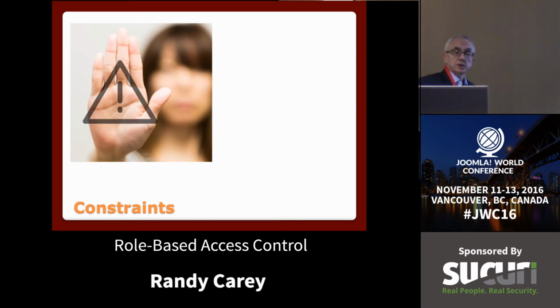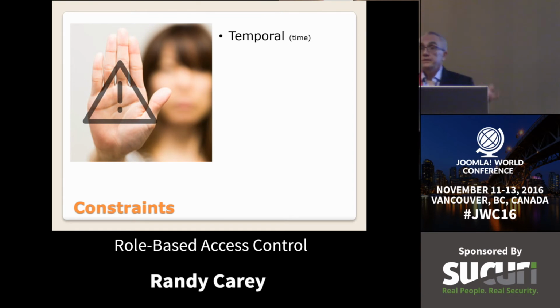But RBAC 2 introduces something called constraints. Now, what are constraints? I mean, that's really what you think it is. I have several different types of constraints. I'm just going to give you an example. First one would be temporal constraints, or basically time. This might mean you want to say a user in this group has these permissions, but only during 8 to 5. Or only on Monday through Friday. Perhaps there's some reasons you want them only to be able to do things at a certain particular time.